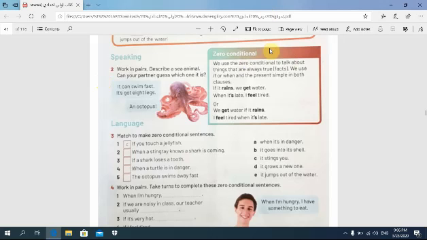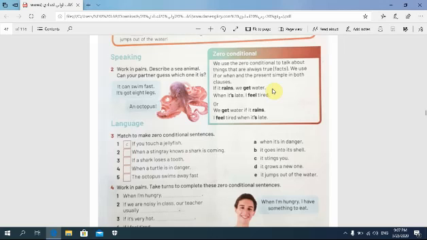Now let's move to the grammar lesson that we have here, which is called zero conditional. We use the zero conditional to talk about things that are always true. Let's say facts. We use if or when and the present simple in both clauses. So again, we have 2 clauses and we have a linking word that we are making the conditional with. It can be if or when. And this is zero conditional, talking about things that are always true.